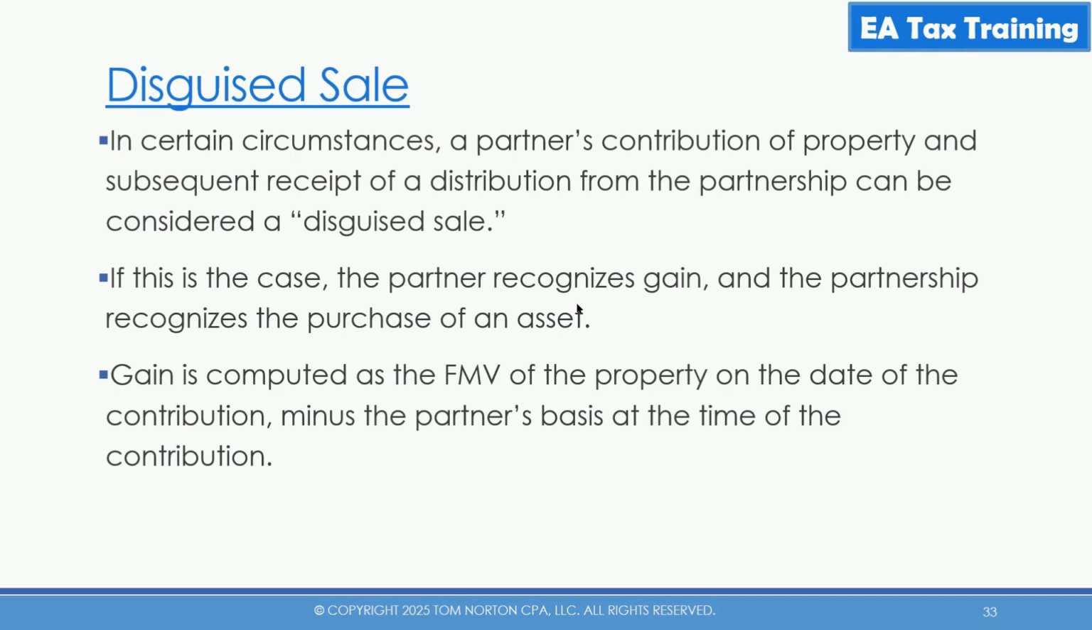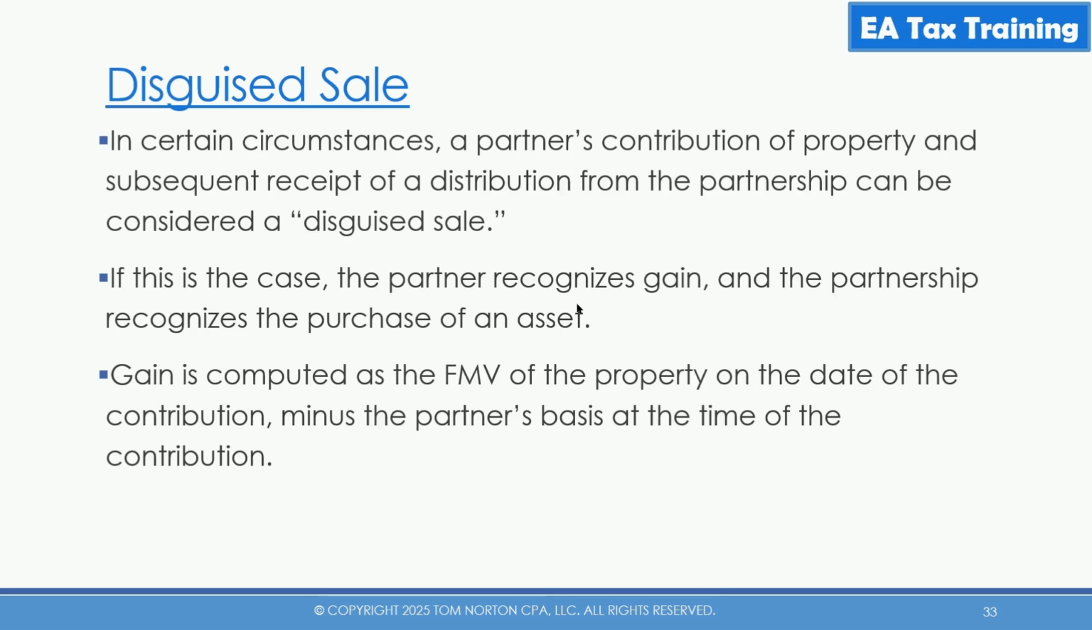So let's say they contribute this building. It has a $100,000 adjusted basis. It's got a fair market value of $200,000. They contribute that to the partnership. And then a few months later, the partnership makes a $200,000 distribution back to the partner. The IRS is saying, no, no, no, guys, you can't do that. That's not actually a contribution to the partnership. You were just selling that building to the partnership and trying to make it look like a contribution. It is a sale disguised as a contribution.